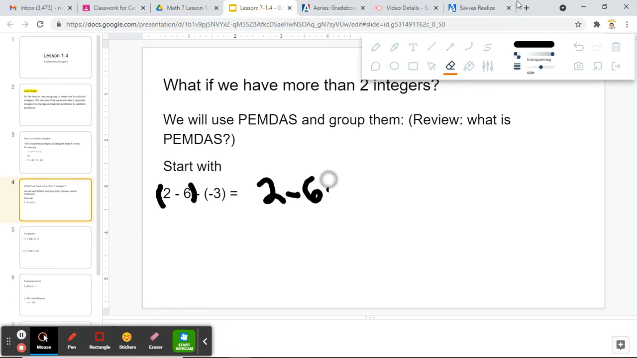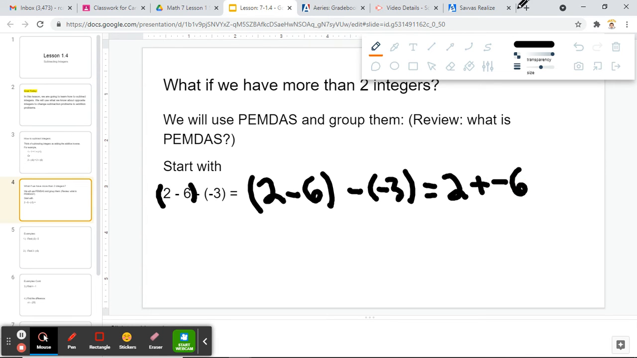Let me just write the whole thing here. 2 minus 6, we'll put that in parentheses. And then we have minus negative 3. So we can keep that first 2, change to an addition, and then we ask ourselves, what is the opposite integer of positive 6? It's negative 6. And then minus negative 3.